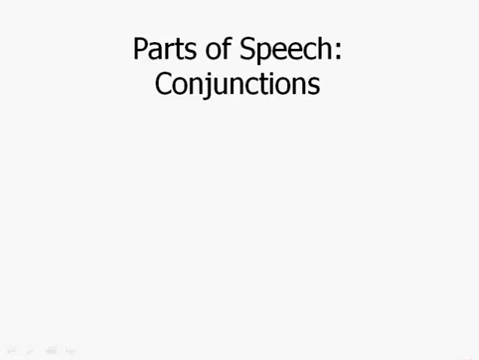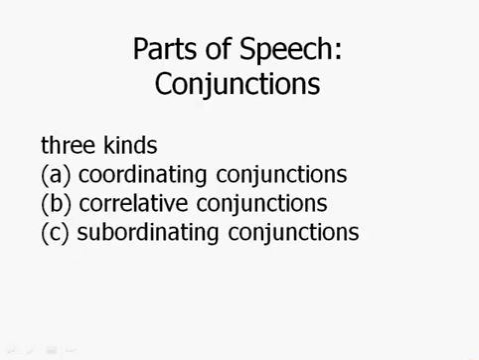This video is about conjunctions, words that join things together. These are small, easy to underestimate words, but they're very important. The three types of conjunctions are coordinating conjunctions, correlative conjunctions, and subordinating conjunctions.